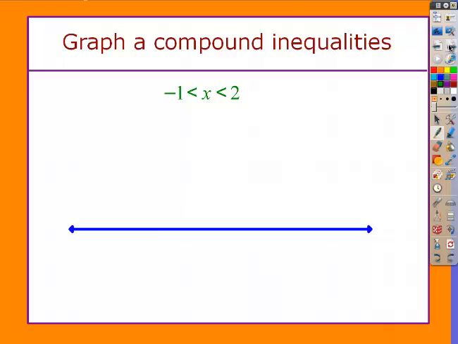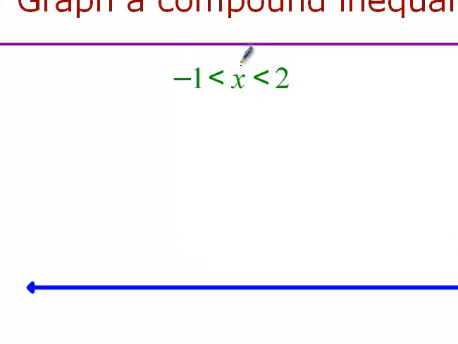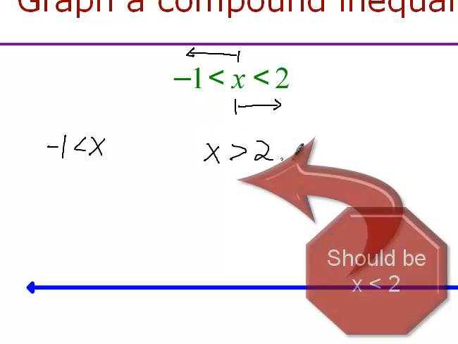Okay, so that's a simple inequality. Now we're going to look at what's called a compound inequality. Compound inequalities look a little bit different, where it means it's two inequalities in one. The first thing we have to do is break it apart. We start in the middle. We read from the middle to the left, and we read from the middle to the right. That's how we get our two inequalities. So we're going to have -1 less than x, that's the left-hand side, and we're going to have x greater than 2.